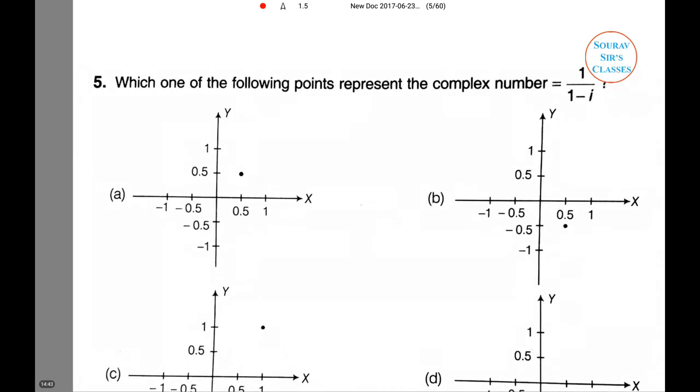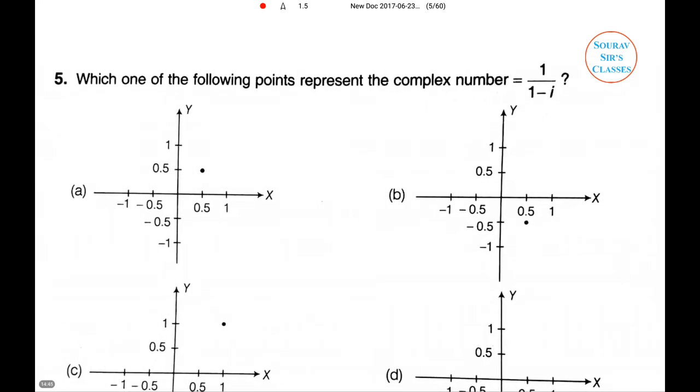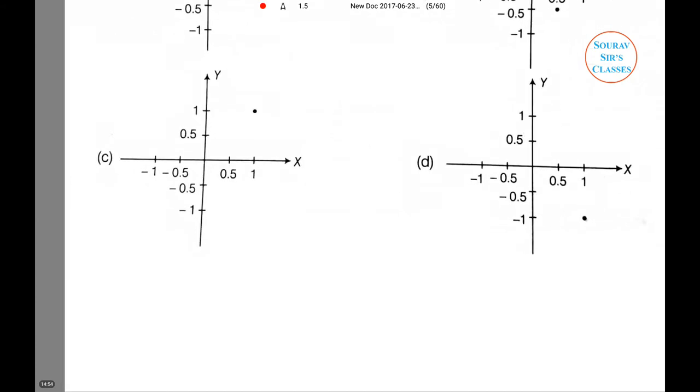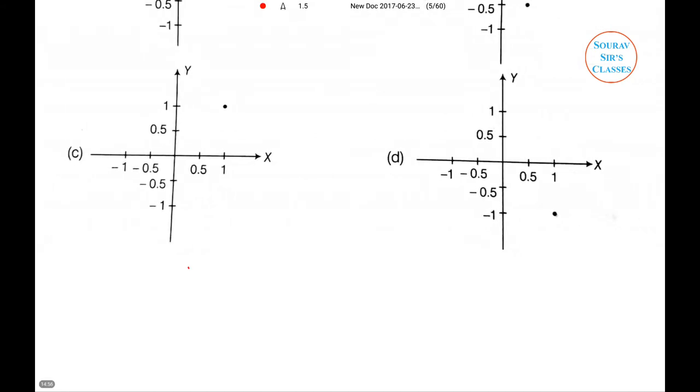Which of the following points represent the complex number 1 by 1 minus i? So what to do with this kind of sum? It is very easy to figure out. As you can see, just write the expression as z. You know, we represent the complex numbers by writing z. Z is equal to 1 by 1 minus i. Now multiply the complex conjugate of 1 minus i in numerator and in denominator.